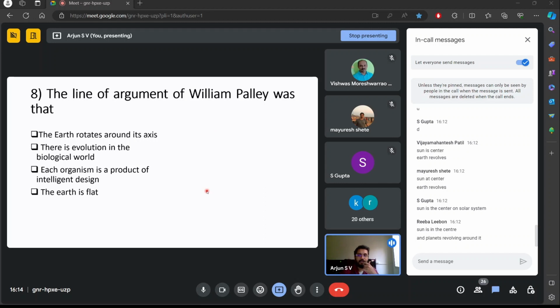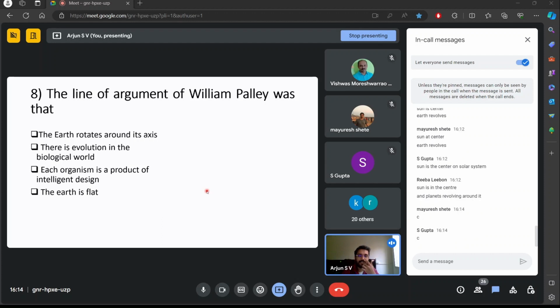Yes, the line of argument of William Paley was that, yes, four options. So William Paley is a reverend. Yes, so Mayuresh and Gupta are saying C, each organism is a product of intelligent design. That is the correct answer. So Reverend William Paley existed during the period of the rise of empiricism and evolution. John Locke, David Hume, and John Stuart Mill were propagating the idea of empiricism.